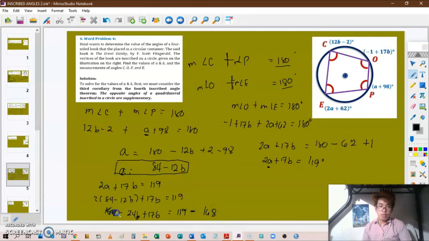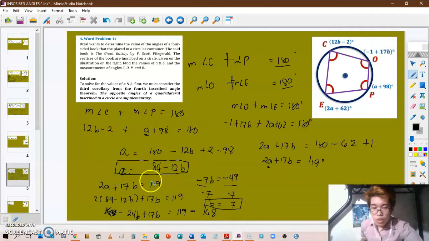So negative 24B plus 17B is going to give us negative 7B. Negative 7B is equal to 119 minus 168, which essentially gives us negative 49. If we divide both sides by negative 7, the value of B is going to be positive 7. So B is equal to 7.